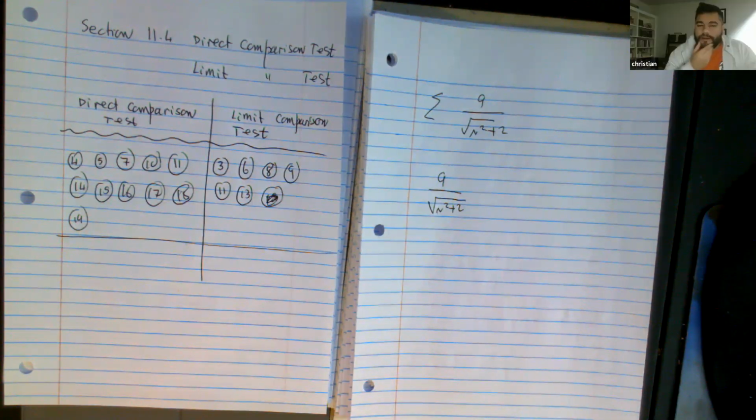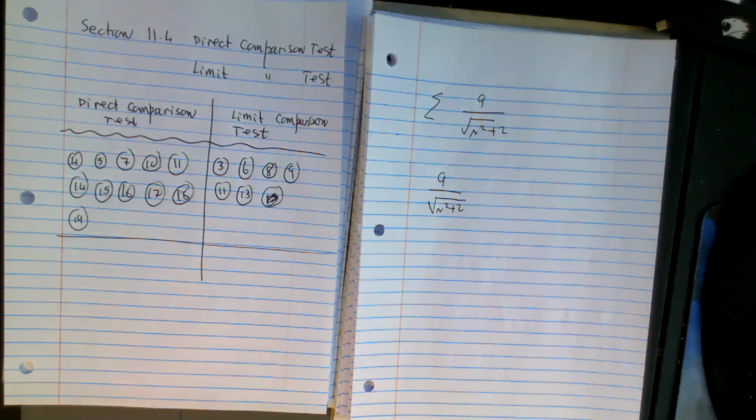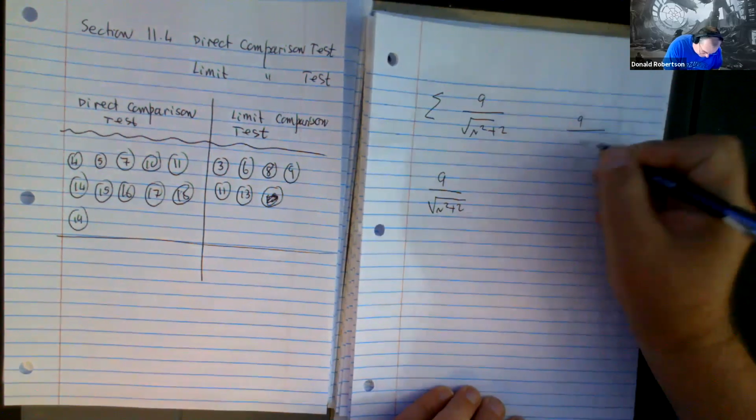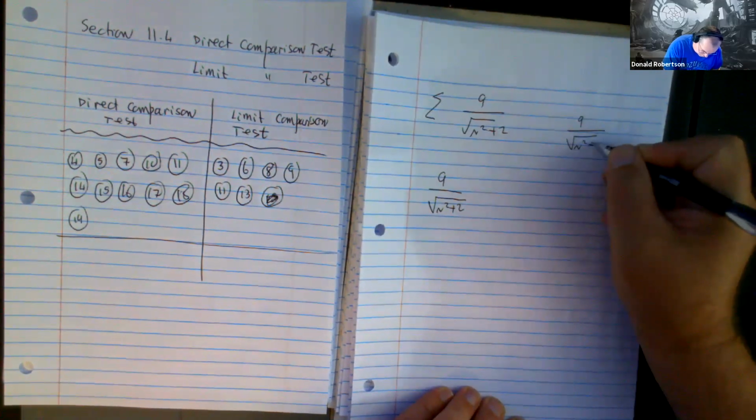If you do n to the 3 halves, it's going to be less than, no, greater than 1. I don't know. I think I just messed it up. Okay, but you were thinking. That's good.